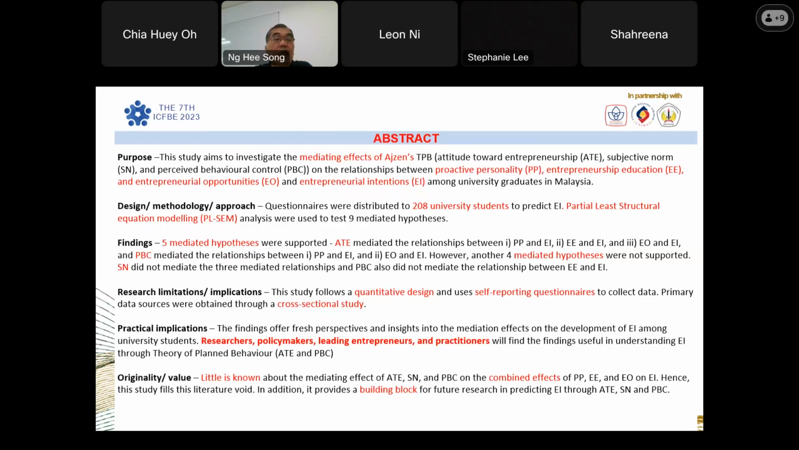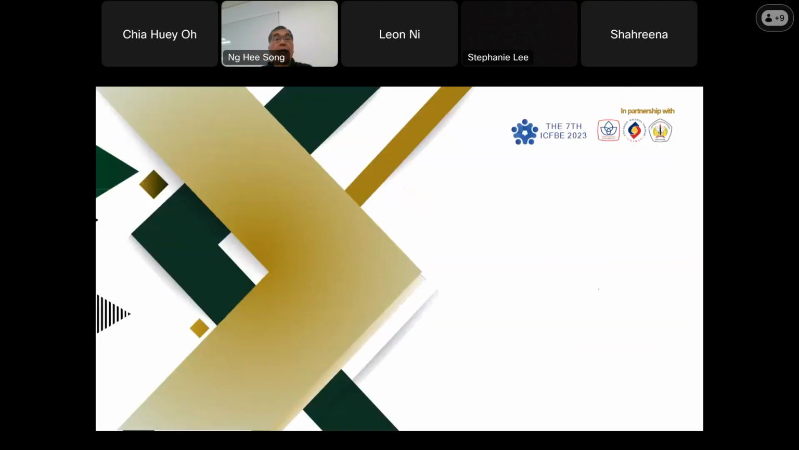So I also made a claim that my model is quite unique because I have a combined effect of the 3 variables through the theory of planned behavior to predict intention. So this will be a building block for further study on entrepreneurial intention. Okay, I think that's all about my presentation.